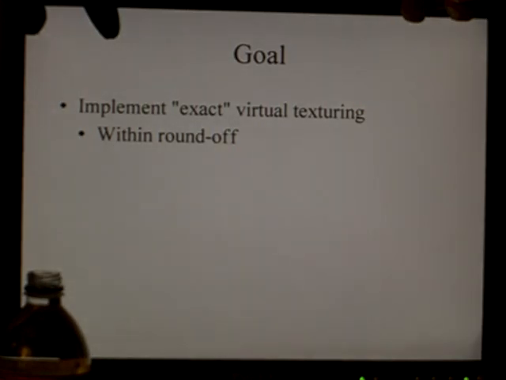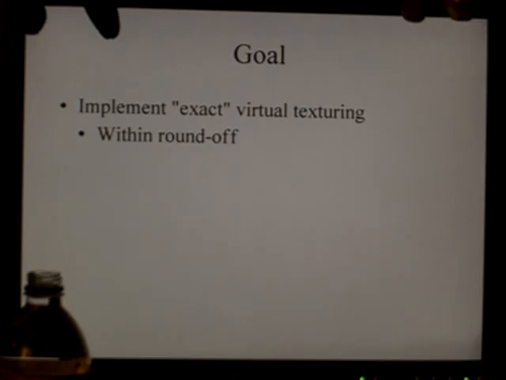So when I'm implementing this system, what I'm going to try to do is implement exact texturing, in the sense that if I had the virtual texture as actually just a real, traditional, straight up texture ready to go, and I sampled from it, I'm going to get the exact same results with this virtual texturing system. There's just not going to be any loss.